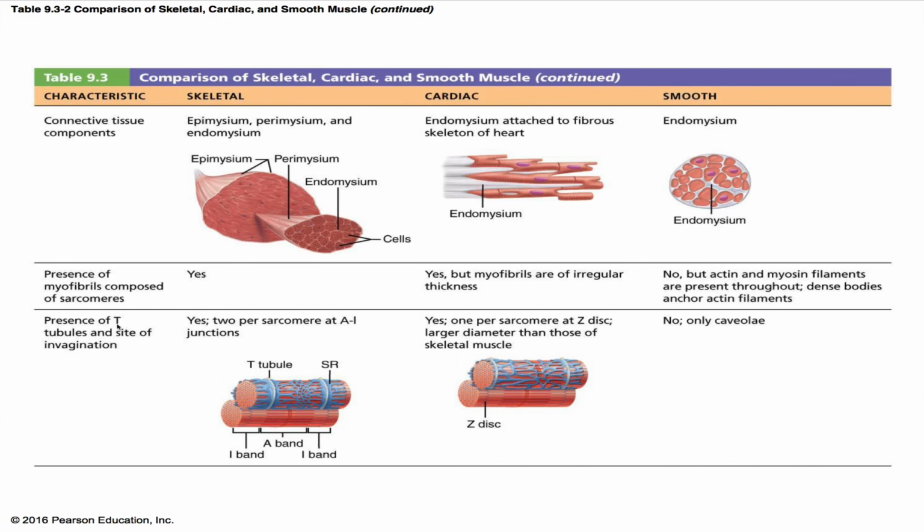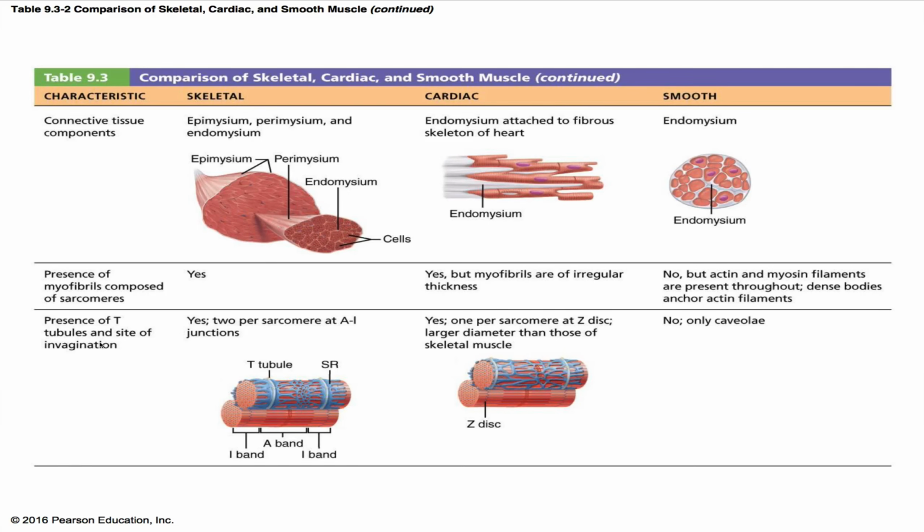Okay. And the presence of myofibrils composed of sarcomeres, as we've learned already, yes, it is present in skeletal muscle. In cardiac muscle, it's present, but the myofibrils are of irregular thickness. In smooth muscle, there aren't any present, but actin and myosin filaments are present throughout, and the dense bodies anchor the actin filaments.